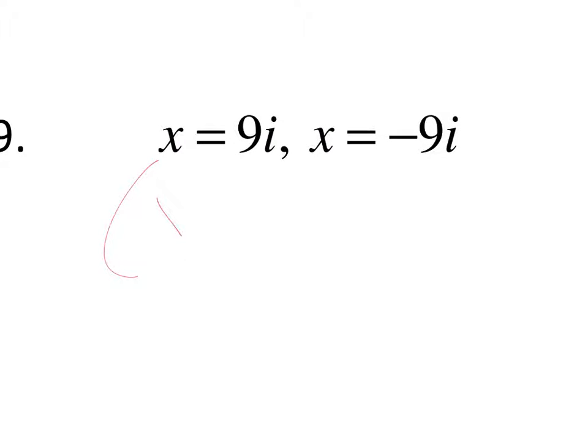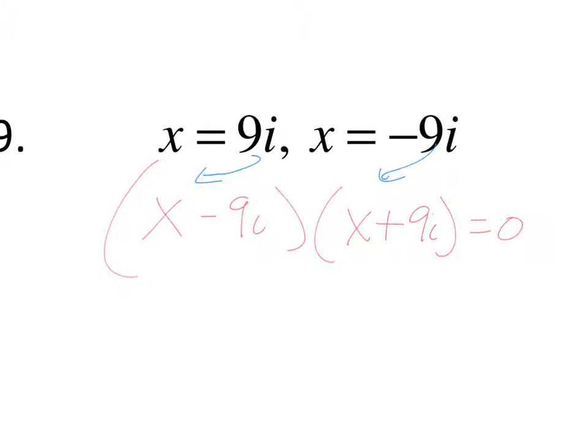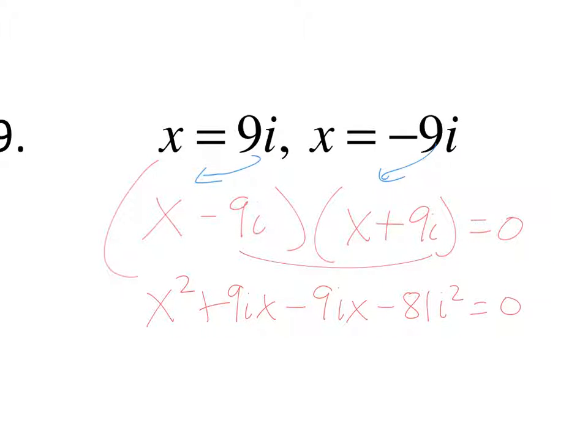Same story for imaginary numbers. x minus 9i and x plus 9i has got to be equal to 0. Notice, if you plug these numbers in, then it makes 0 for each of the different factors. All right, so we've got to FOIL this out because we want it in standard form. We've got x squared plus 9ix minus 9ix in the middle, and the last two here gives us a minus 81i squared. These guys, the ix, go away.